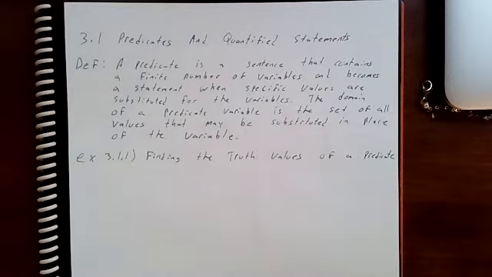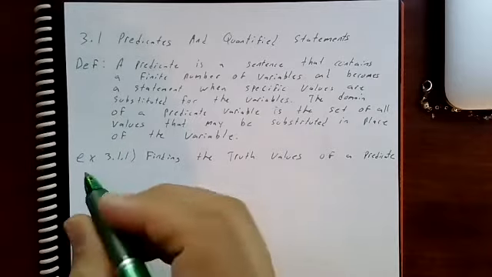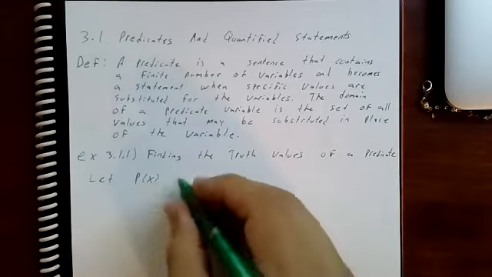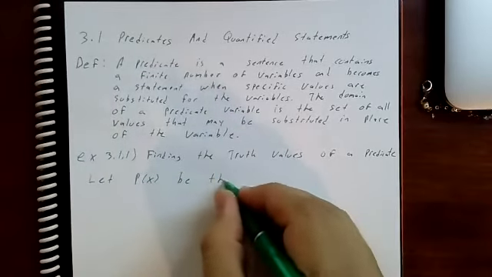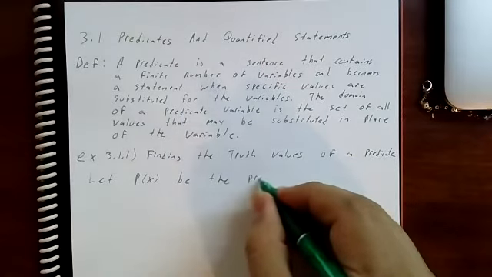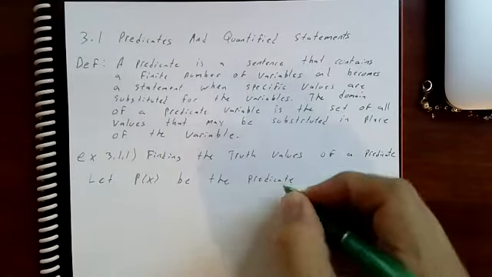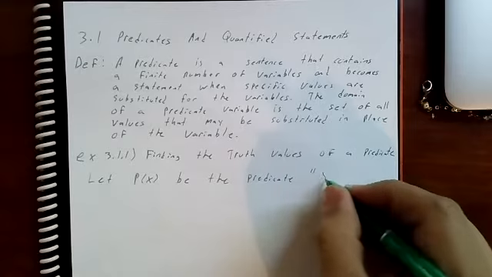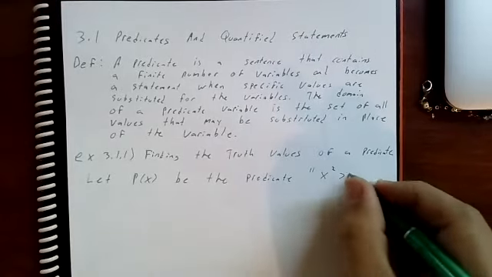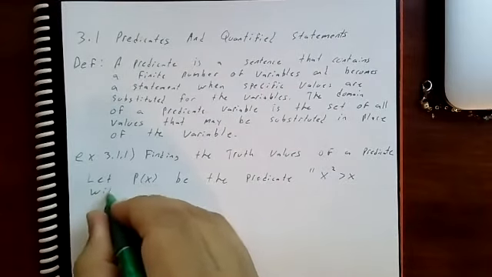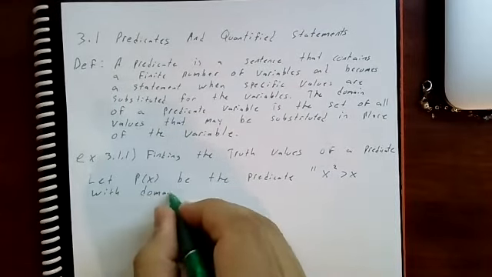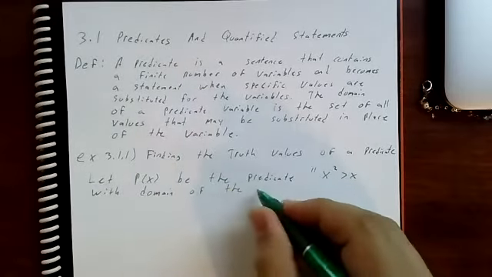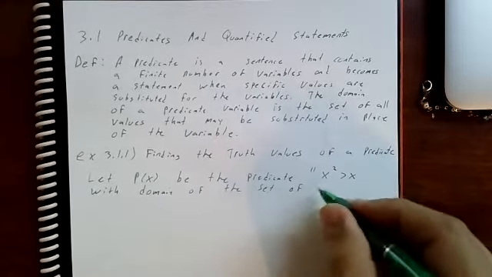All right. So let's do an example, 3.1.1 in the book. Let P of X be the predicate that is X squared is greater than X, with domain the set of all real numbers.